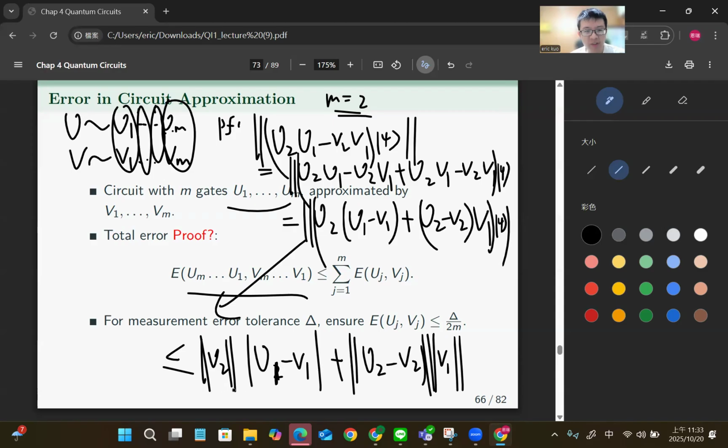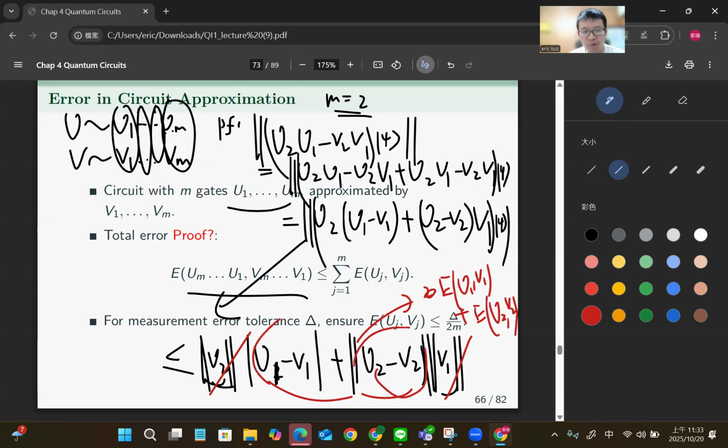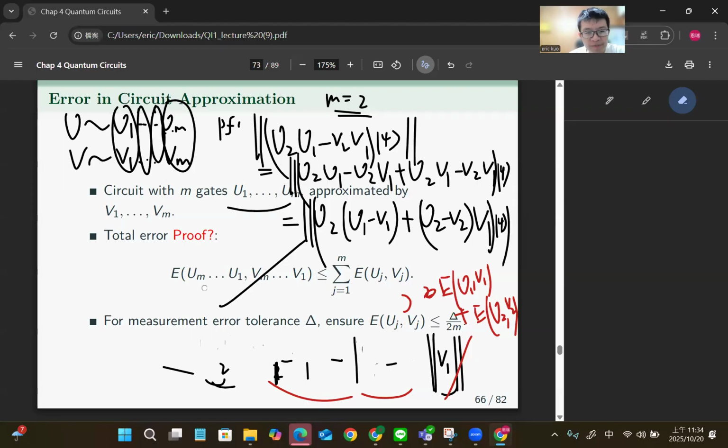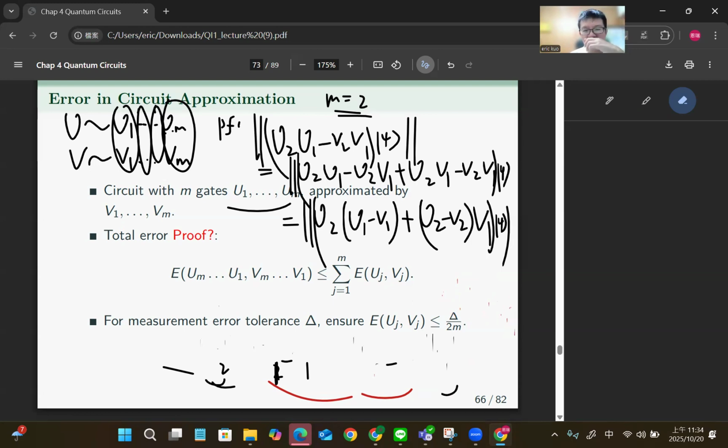So all these are norms. But these are unitary, right? So its norm is 1. So these are 1. So you get the error bound of U1 and V1 plus the error bound of U2 and V2. So basically the idea is that you use the property of unitary, right? So that means that if you want to have the measurement error tolerance, each of the small ones should hopefully be less than or equal to delta divided by 2a.